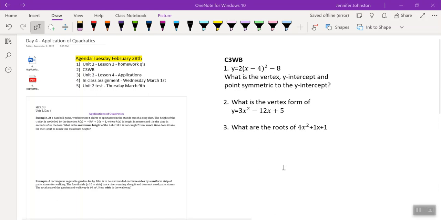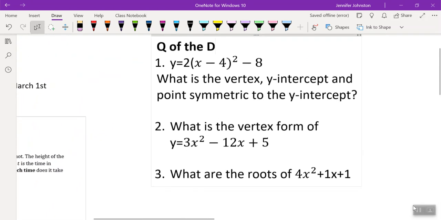This is a video recording of today's lesson that you will be responsible for knowing and understanding, especially because we have an in-class assignment tomorrow if you are present, and we are looking at some applications of quadratics. To start, we're just going to do a little C3WB. I know we're not at the boards today, so maybe just a Q of the D. And let's just go over a couple of these questions. Go ahead and click pause, try them out, and I'll get you the solutions momentarily.